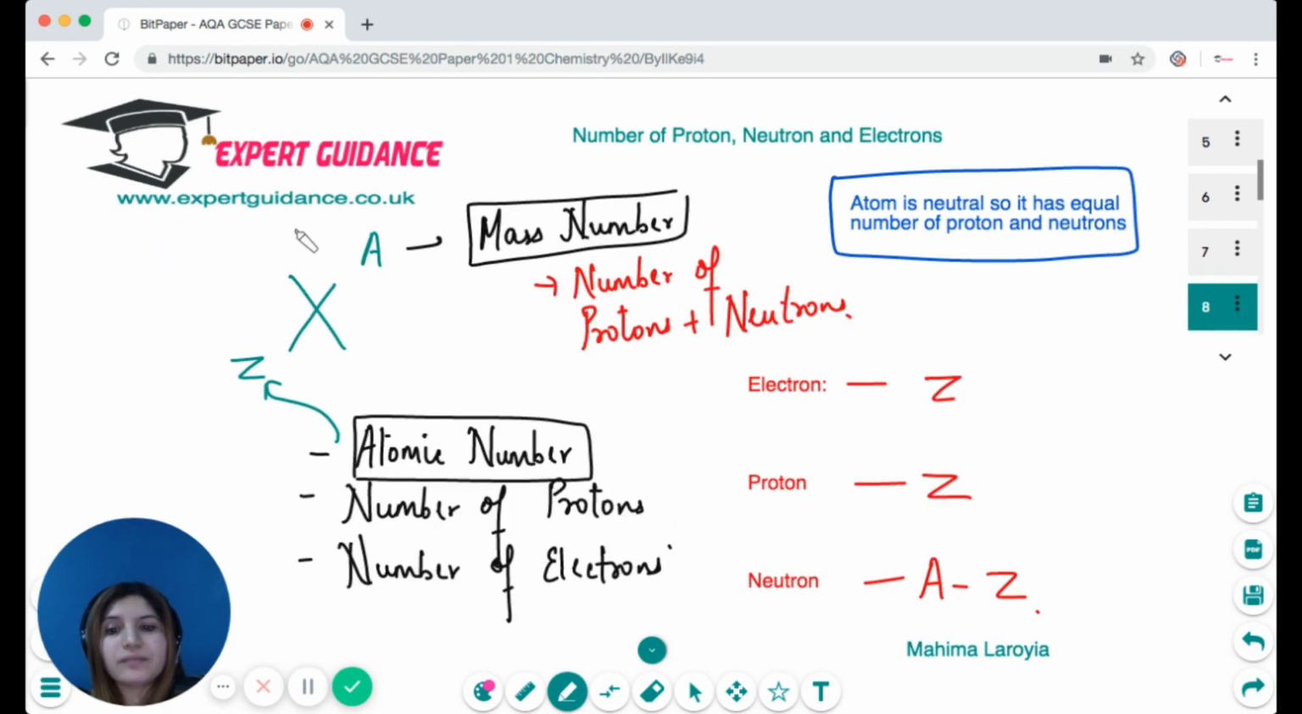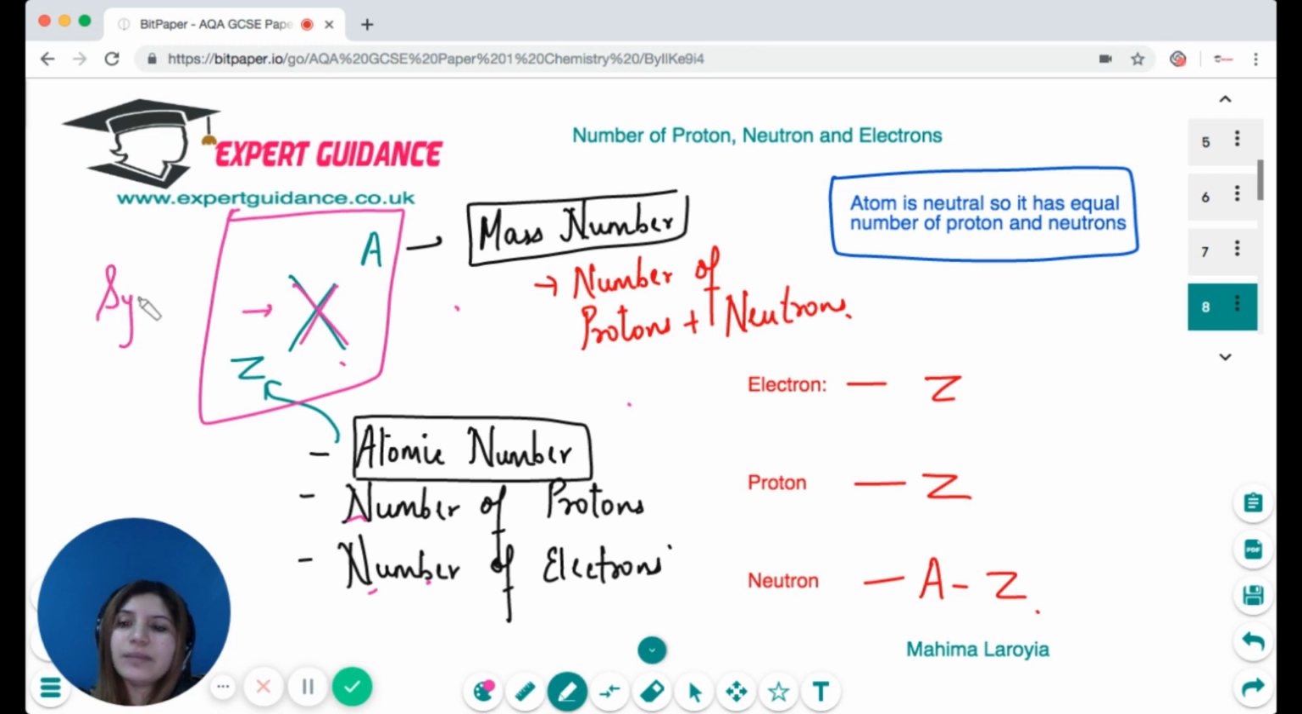Now, how do we work out how many proton numbers, electron numbers, or neutron numbers are there in an atom? For that, we take the help of a periodic table. In the periodic table, all the elements are there with their symbol. So this is the symbol of the element, and they'll have one number at the top and one at the bottom. The number at the top is the mass number, which is the number of protons and neutrons. The number at the bottom is the atomic number, which is the number of protons. And since an atom is neutral, the number of protons and electrons are the same. So the bottom number will also give you the number of electrons.